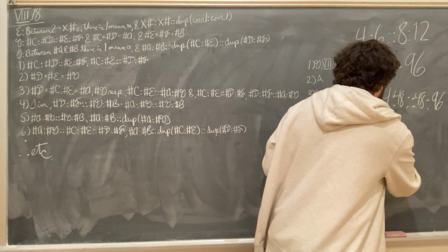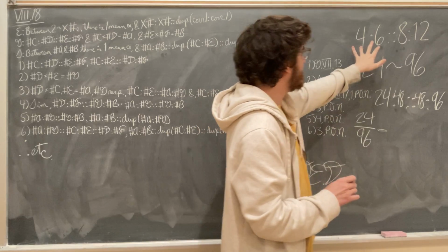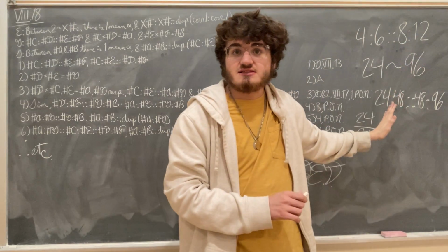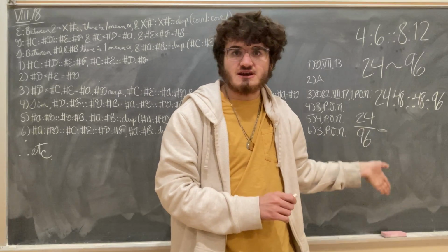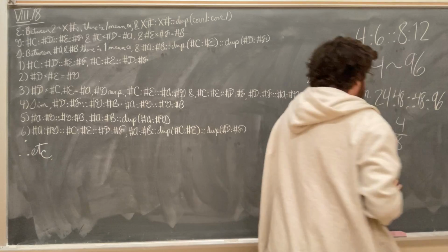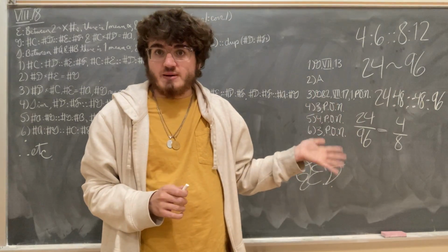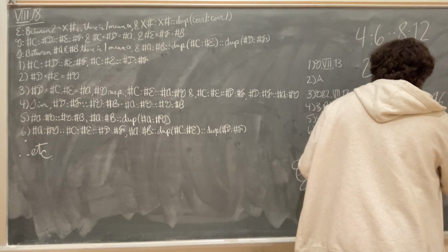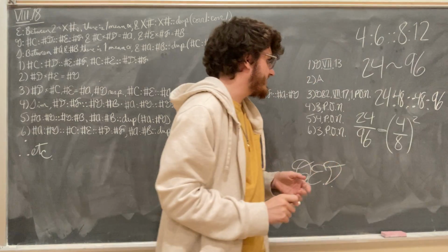So the last part of the proposition tells us is if we take the duplicate of 4 to 8, we will get 24 to 96. So let's do that. Now, hopefully you'll remember what exactly it means to take a duplicate ratio. Arithmetically, it's equivalent to just squaring the ratio.